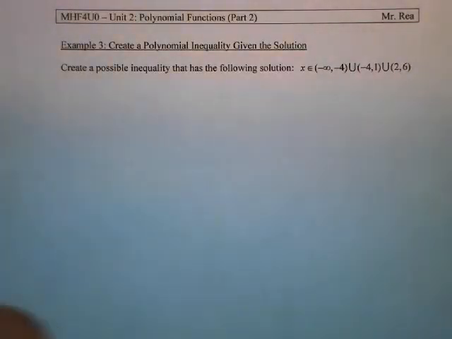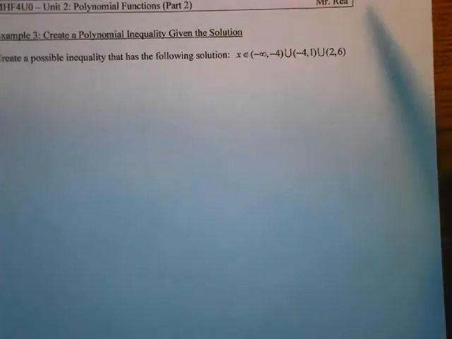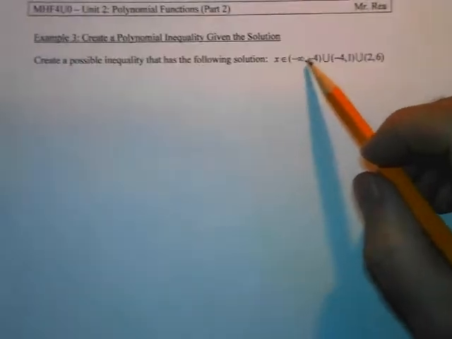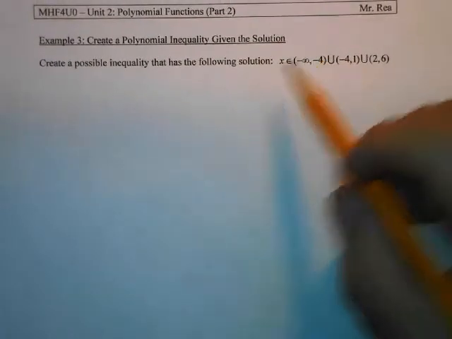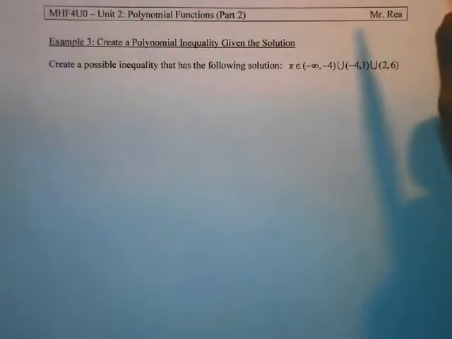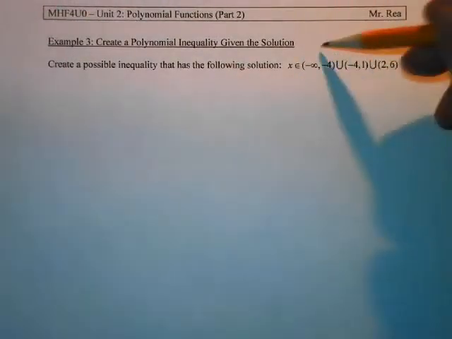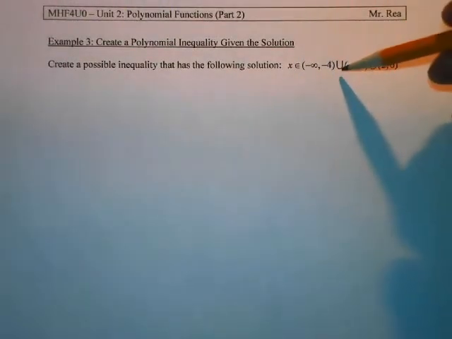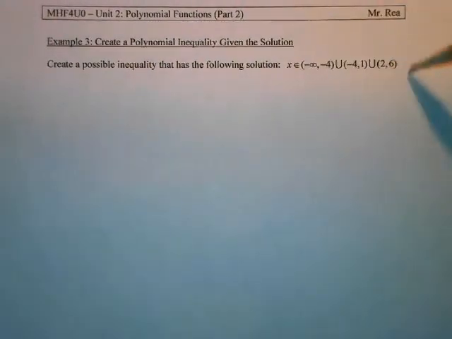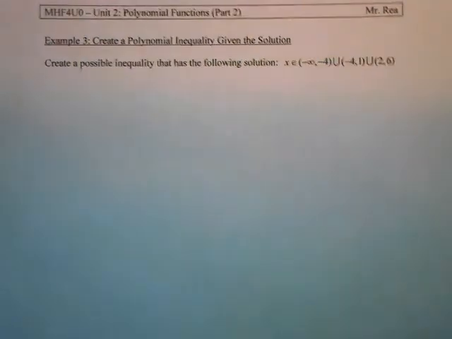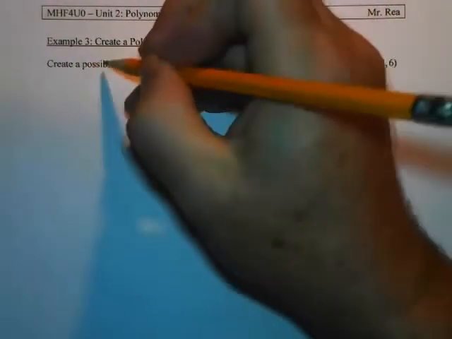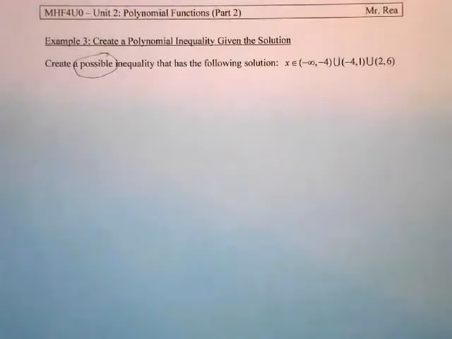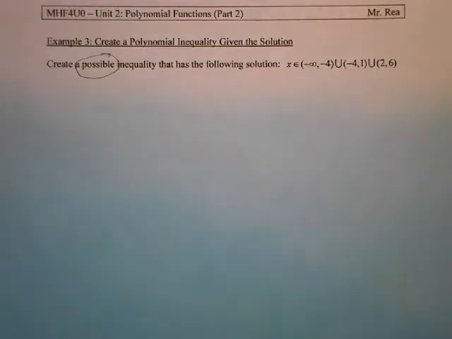This is kind of working backwards. So this time they're actually giving us the solution and they want us to create a possible inequality. Now, if they gave us this, I mean, there's an infinite number of inequalities that could create this as a solution. So that's why they said possible. But they're all going to have something in common.